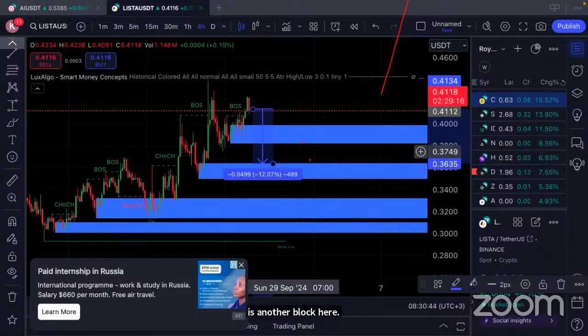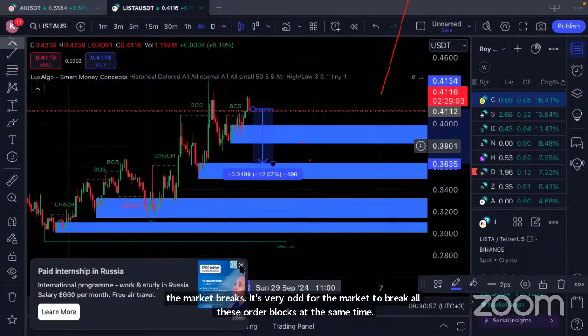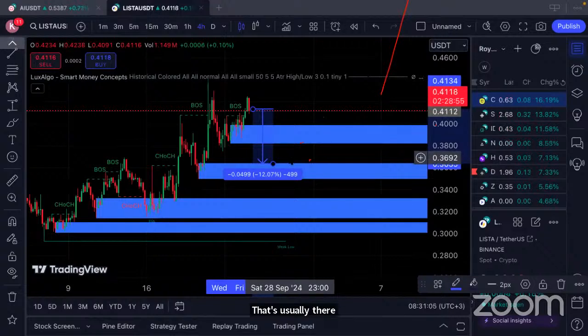So usually, when the market breaks, it's very hard for the market to break all these order blocks at the same time. I don't know if I'm making sense to someone. That usually there are areas where buyers are expected to come in. They are like points of support and resistance, areas where the market can be supported and be resisted at the same time.